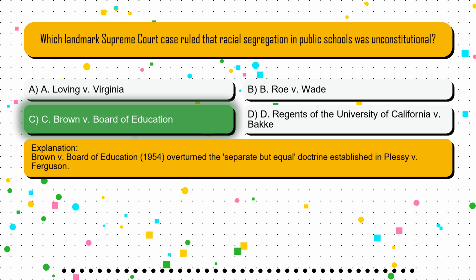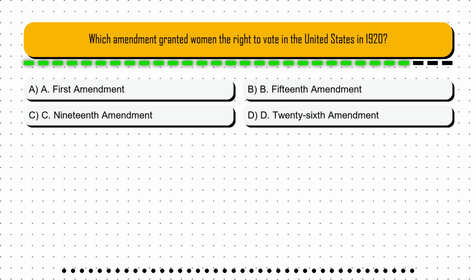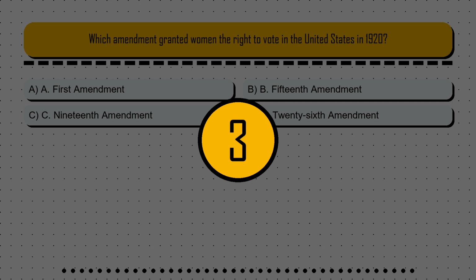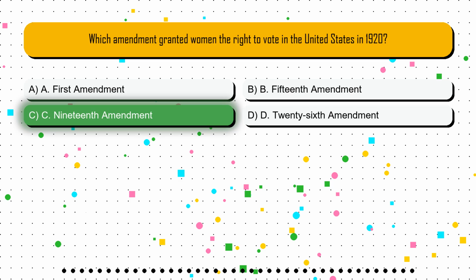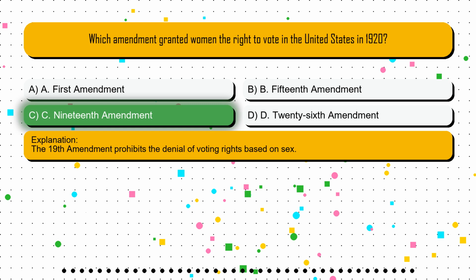Question 11. Which amendment granted women the right to vote in the United States in 1920? Option A. First Amendment. Option B. 15th Amendment. Option C. 19th Amendment. Option D. 26th Amendment. The correct answer is option C. 19th Amendment. The 19th Amendment prohibits the denial of voting rights based on sex.